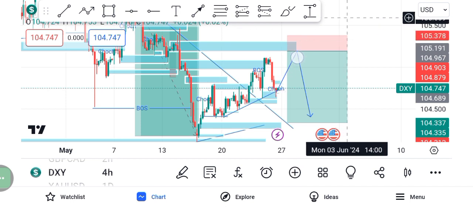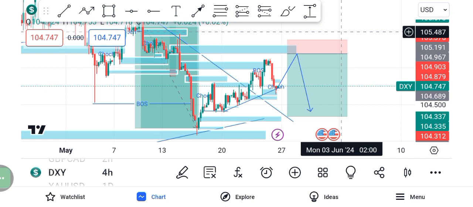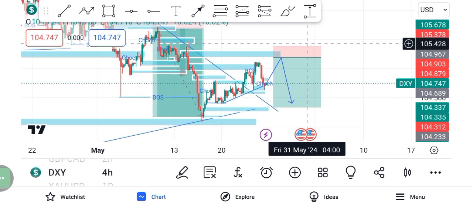So as DXY is rallying up, other currency pairs that have USD will be tanking down. Pairs like gold, GBPUSD, EURUSD, as the dollar is going up, I'll be expecting them to go down. So they are inversely correlated.